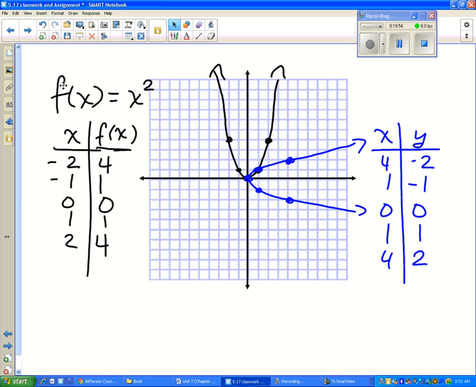Okay? So this is number 7. Number 7 says to do the function f of x is equal to x squared. It says to graph the inverse. We've done both of those. It said list 5 points from each graph in a table. We've done that. Okay, so this is number 7.